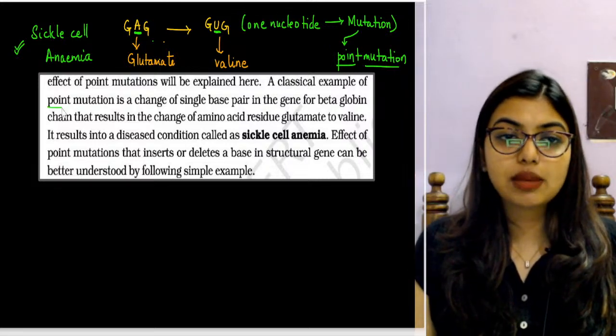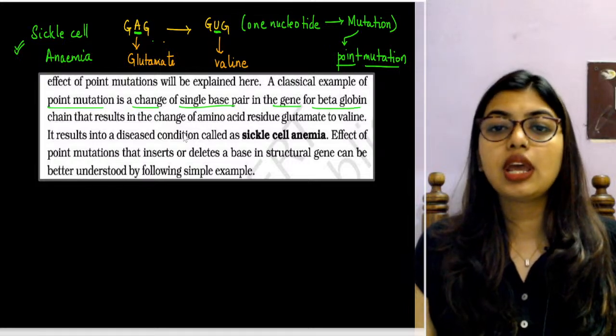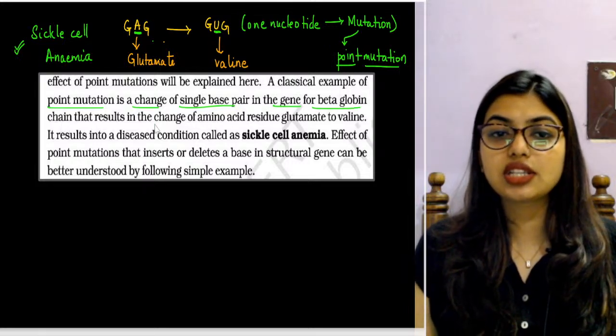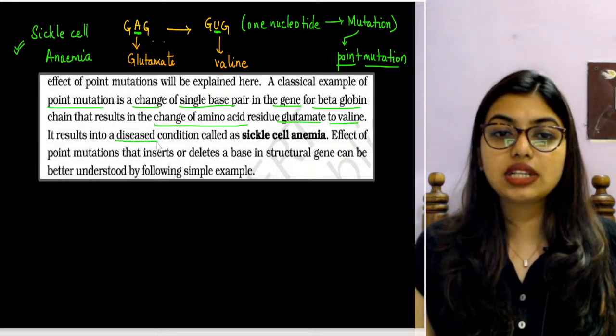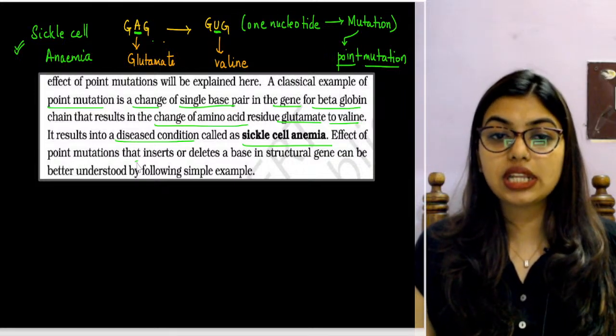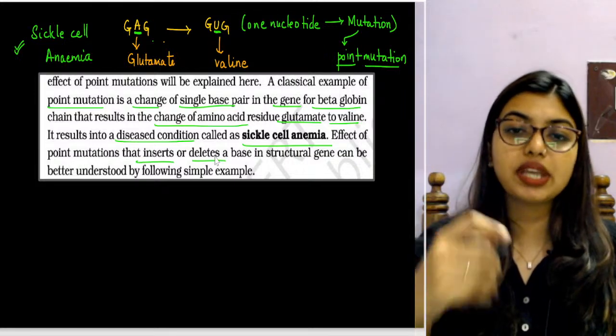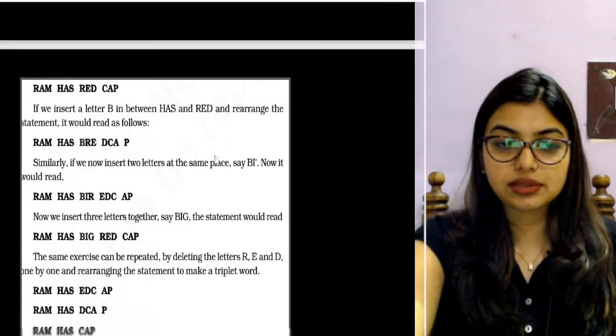So a classic example of point mutation is the change of a single base pair in the gene for the beta globin chain that results in the change of an amino acid residue, from glutamate to valine. It results in the disease condition called sickle cell anemia. The effect of a point mutation that inserts or deletes a base in a structural gene can be understood by the following simple examples.